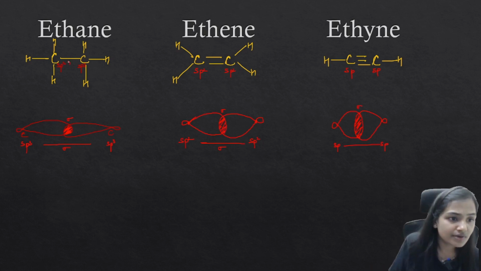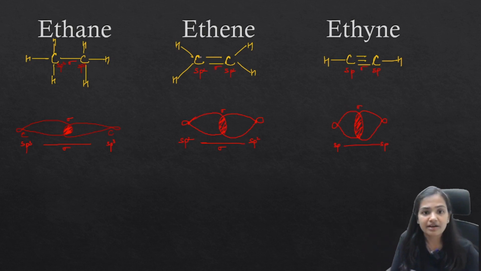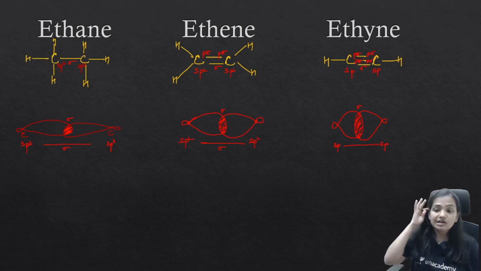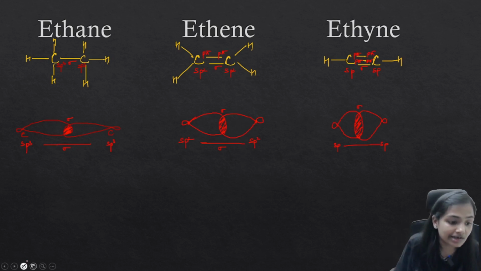So we know that we do have a sigma bond here, sigma bond here, sigma bond here, and the pi bond is because of the p-pi overlap. This is also p-pi overlap, and this is also p-pi overlap, forming a pi bond. Okay, so now guys, here we want to discuss with you the bond length.